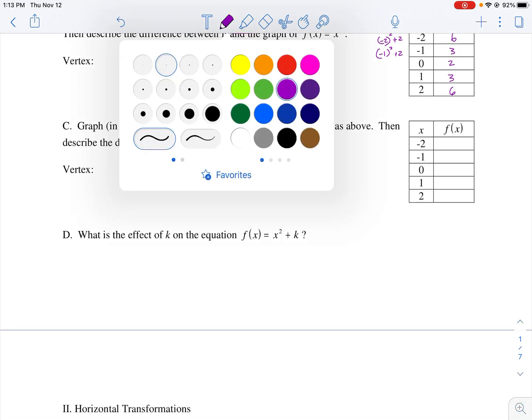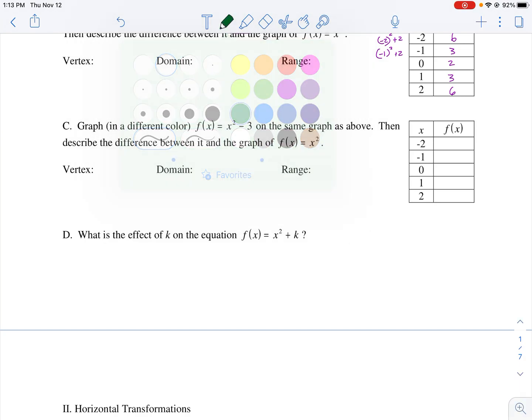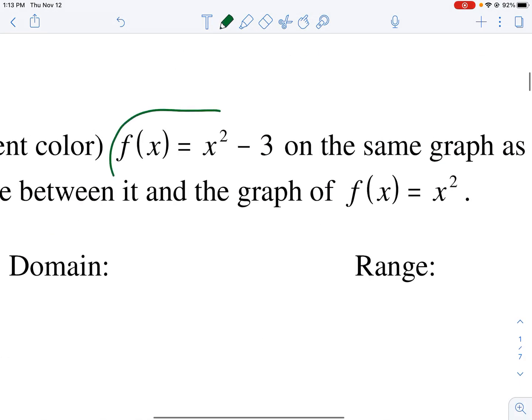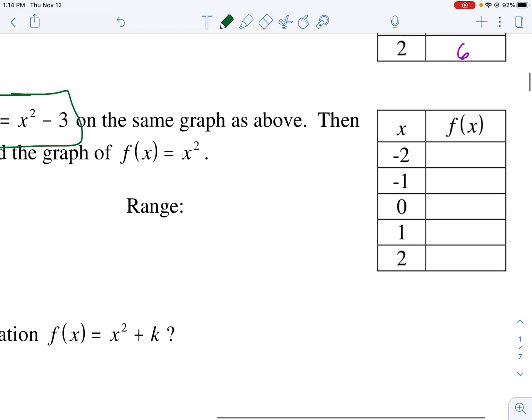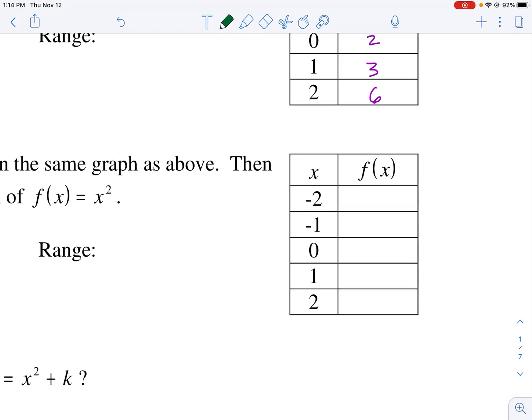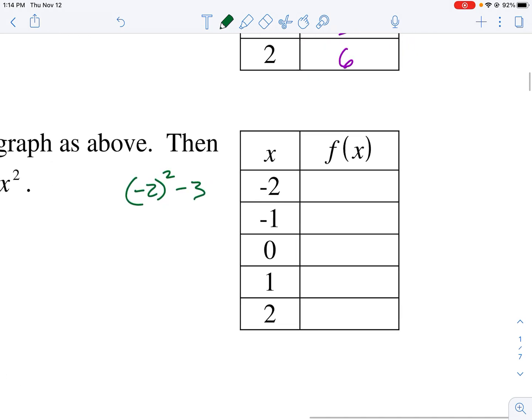Let's go ahead and graph this other one. Let's use green this time. So this one, f of x is x squared minus 3. So we're going to do the x value squared, and then minus 3. Negative 2 squared is 4, minus 3 is 1.